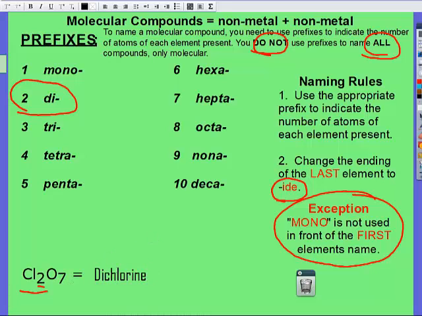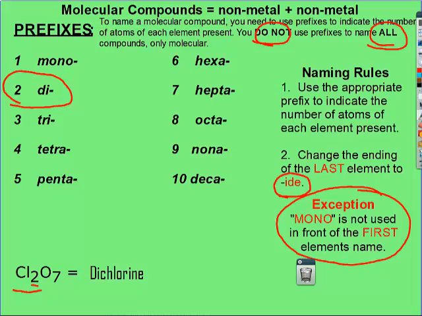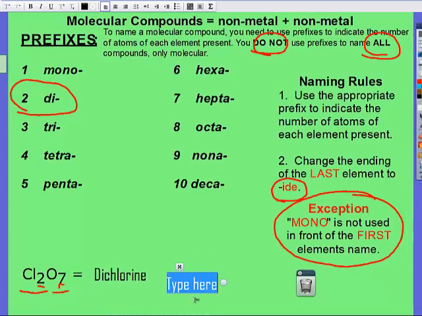Now let's look at our second one. I have an O, which is oxygen, and there's a 7. So again, let's look for the name for 7, which is hepta in this case. Hepta. And then my element is oxygen. Now remember oxygen, we have to change the ending to ide, I-D-E, so it's going to be oxide. So to name this compound, Cl2O7, we're going to put dichlorine heptaoxide.